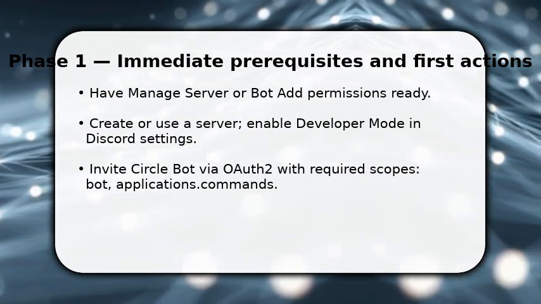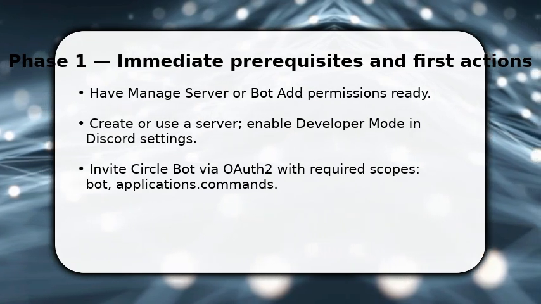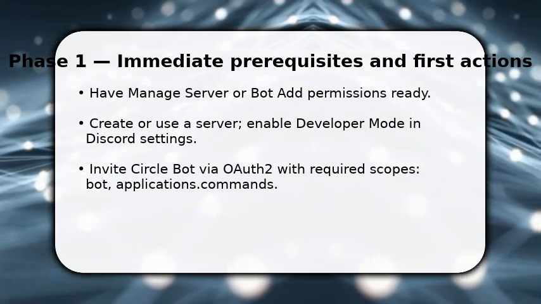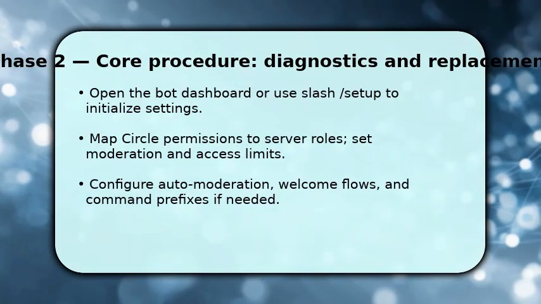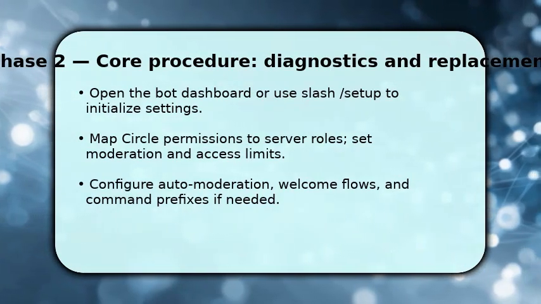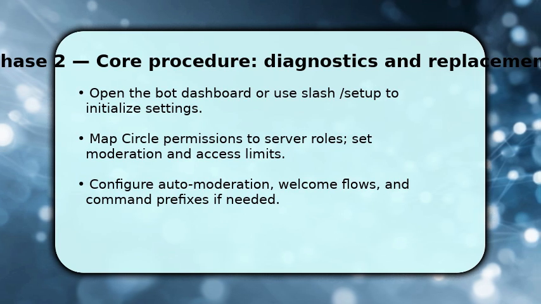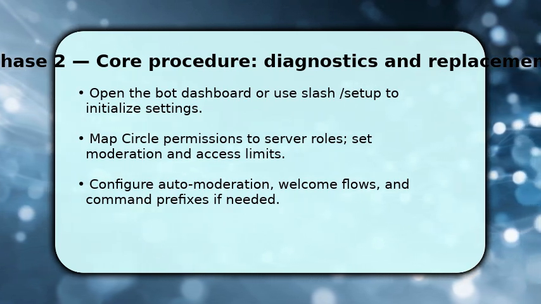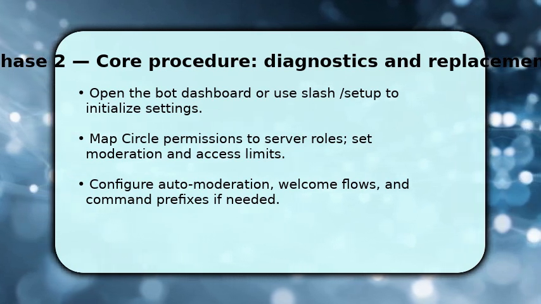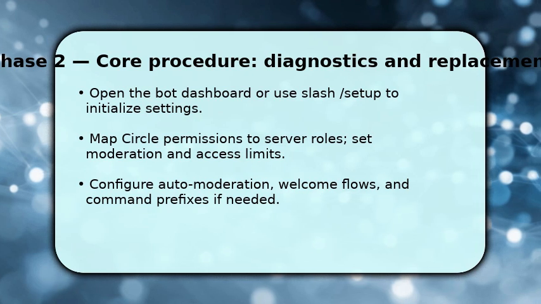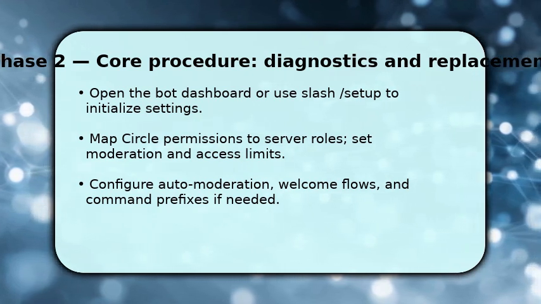Make sure the bot role sits above any roles it should manage, because Discord enforces role hierarchy for actions like assigning or moderating. You now connect Circle's dashboard or run the in-server setup to register /commands and sync permissions. Once synced, assign specific server roles to Circle's permission groups so the bot only operates where intended. This prevents accidental mass actions.